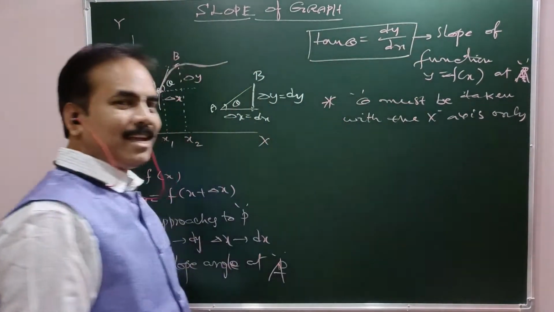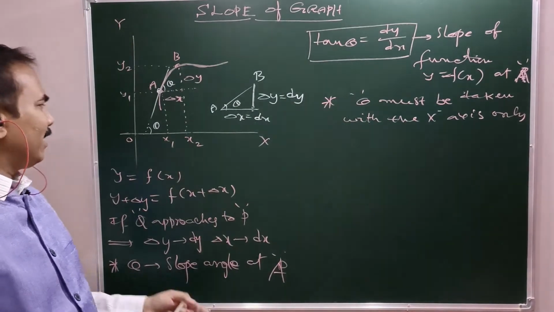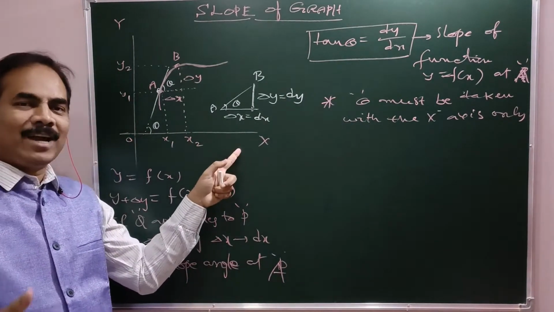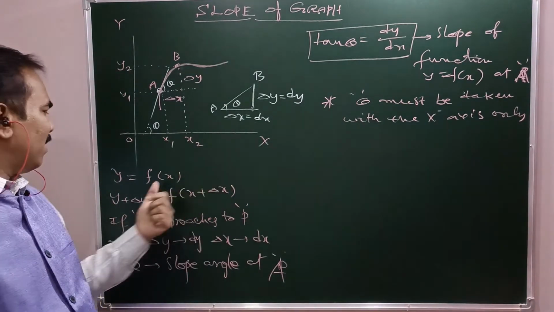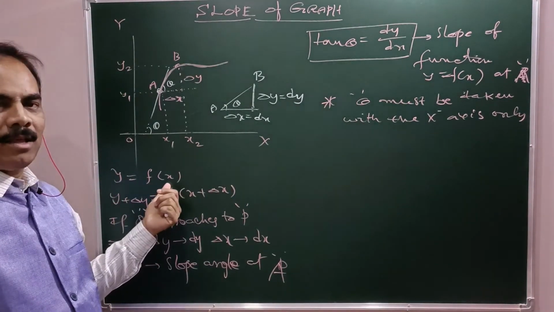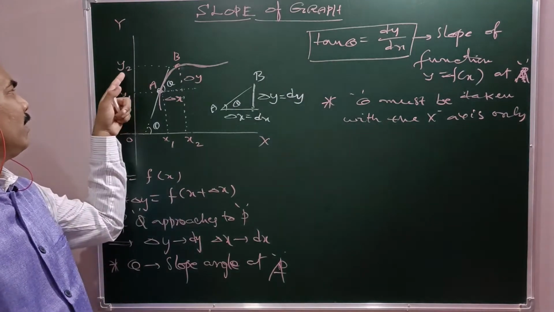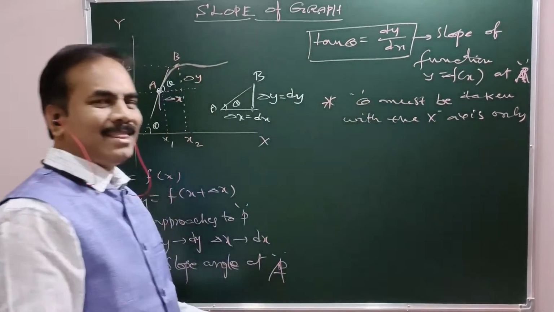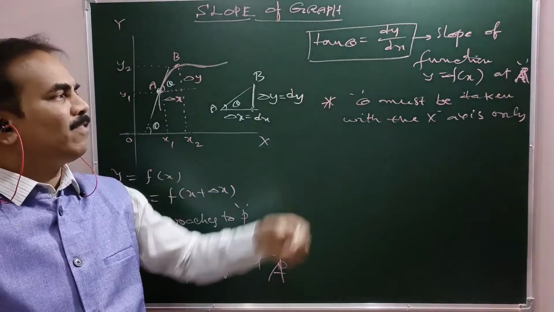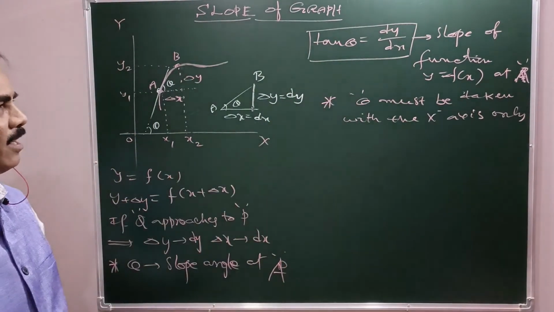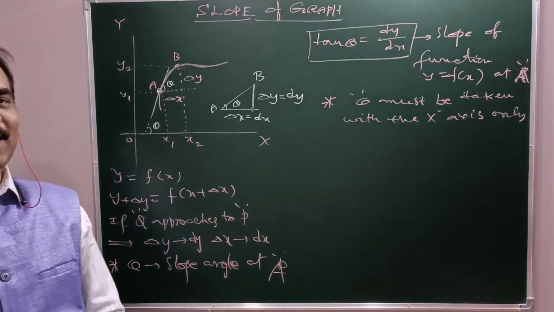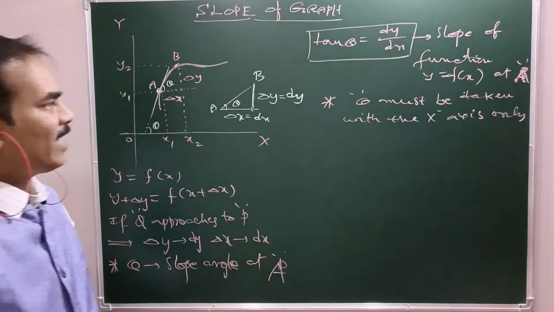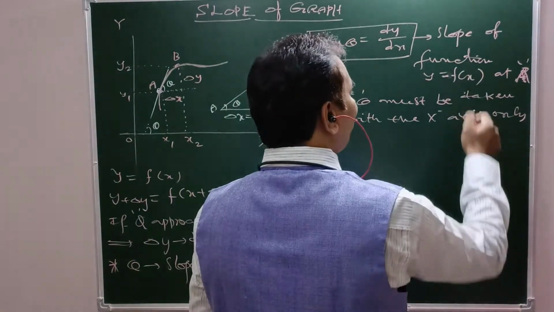So what is the inference here? If any point y is taken along the y-axis and any point x is taken along the x-axis, if y changes with respect to x, then y can be written as a function of x. Then dy by dx is known as tan theta and is known as the slope of that function y equal to f of x. Alright. So tan theta equal to dy by dx is the slope of the function y equal to f of x.